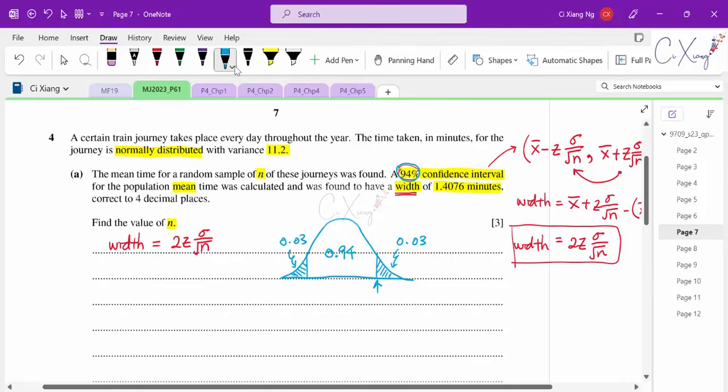And the value of z is this value of z. To find this value of z, I need to consider the area that is smaller than this z. So you can see that the total area here is 0.94 plus 0.03, so the total area that you should consider is 0.97. Which means that to find the value of z, we need to use the table in a reverse way, to get the value of z by using the probability of 0.97.